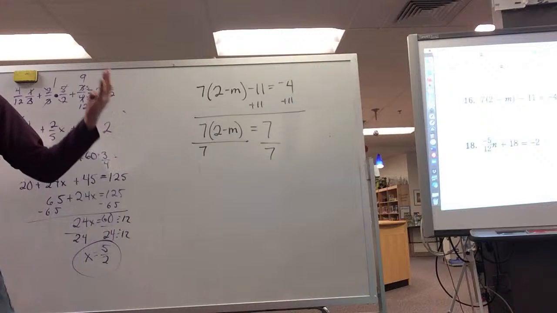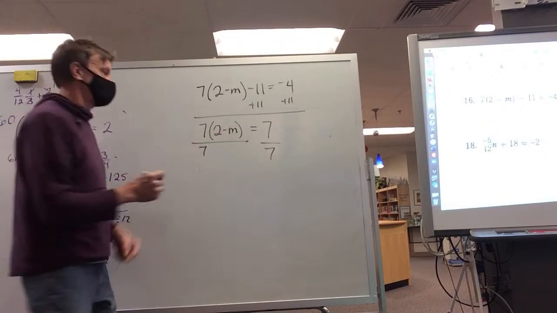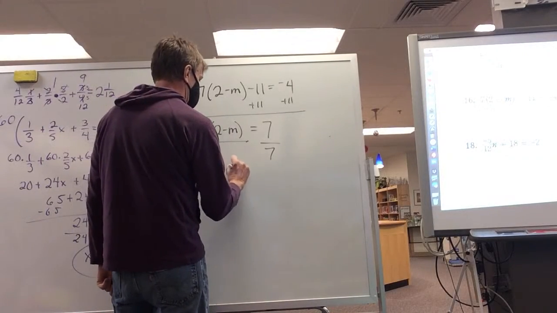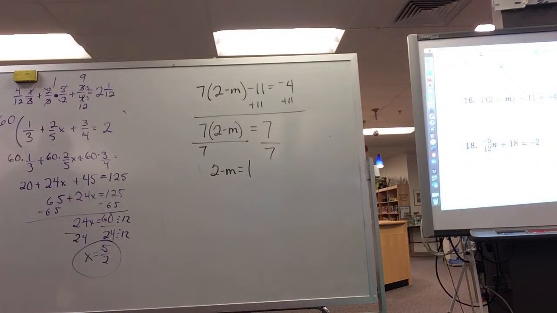Without even doing the distributive property, because this is like a separate number. And then we have 2 minus m is equal to 1. And then 2 minus m is equal, well, m's got to be 1. Yeah. 2 subtract 1 is 1.